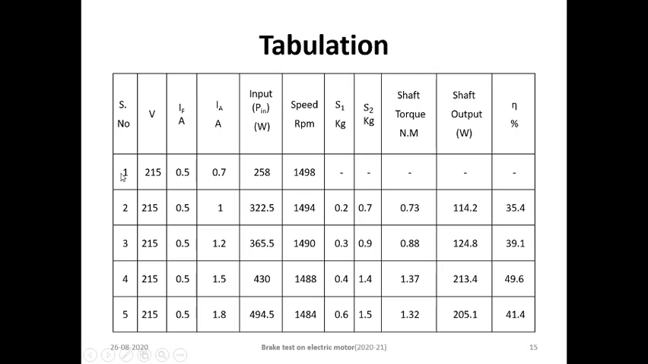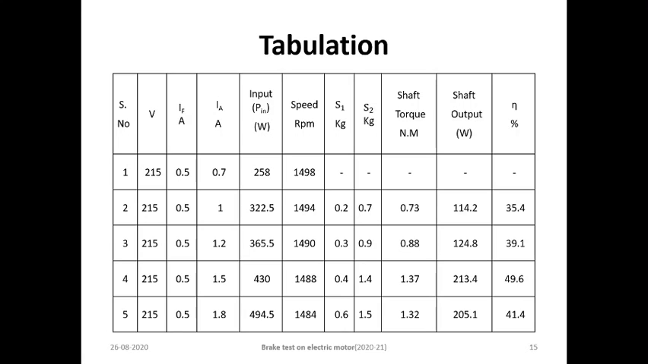If you see the first value, we are running the motor at no load condition. So at no load condition, the torque and the efficiency will be nil. And in the second row, we are calculating the efficiency with some loads applied.